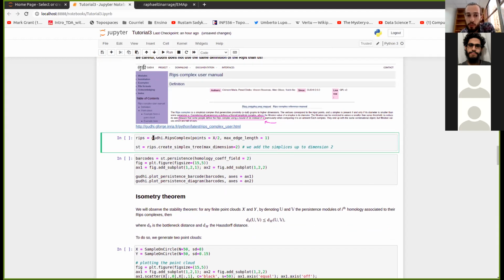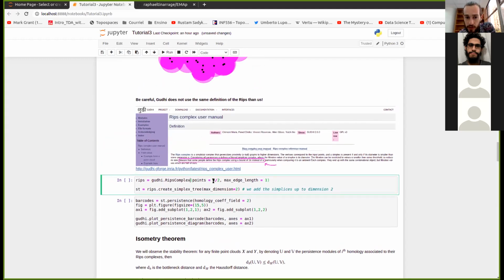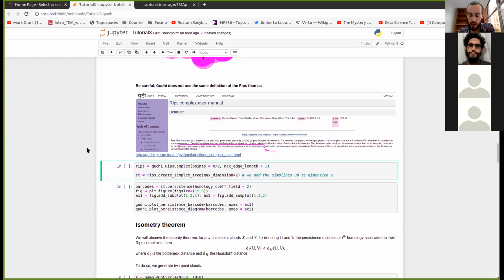When I create my Rips complex, I create a Rips structure. I give the set of points divided by 2. I divide all the lengths of the distances between the points by 2. So at the end, we will obtain the structure we defined in the course. I hope this is clear.